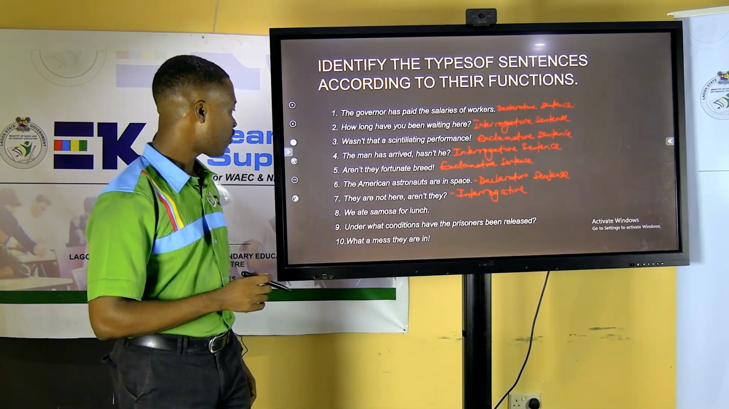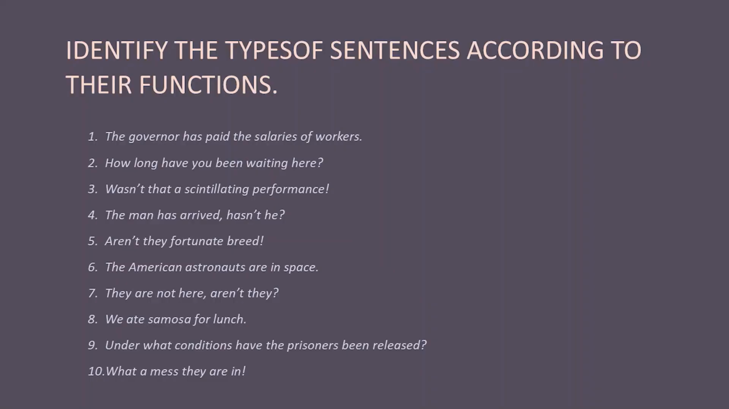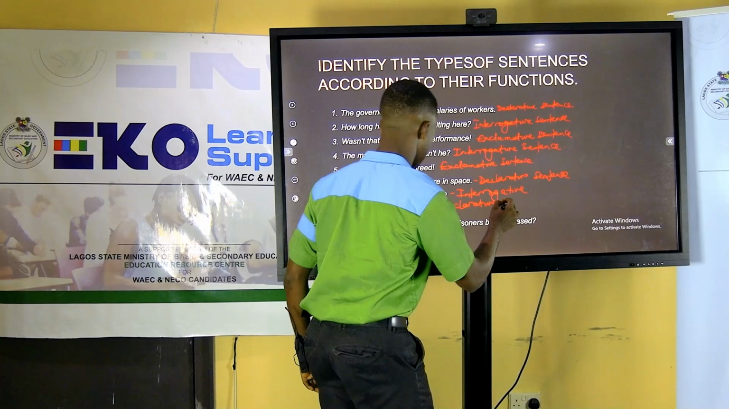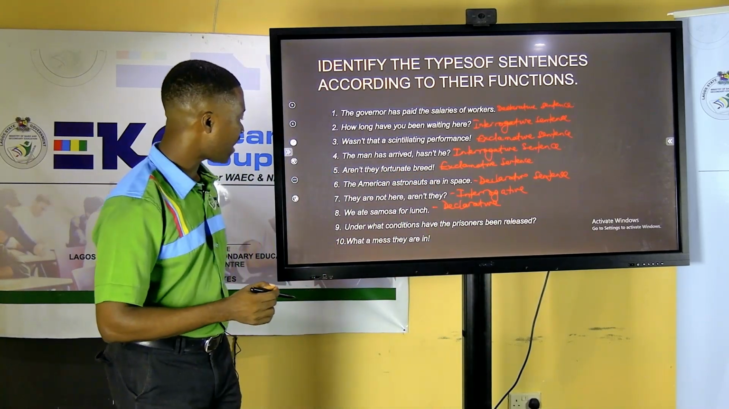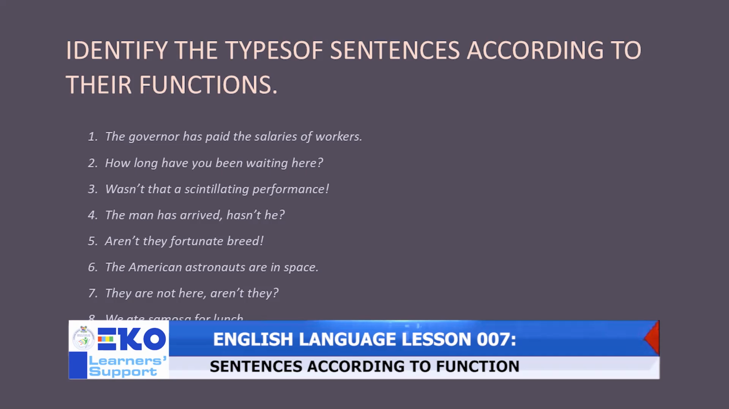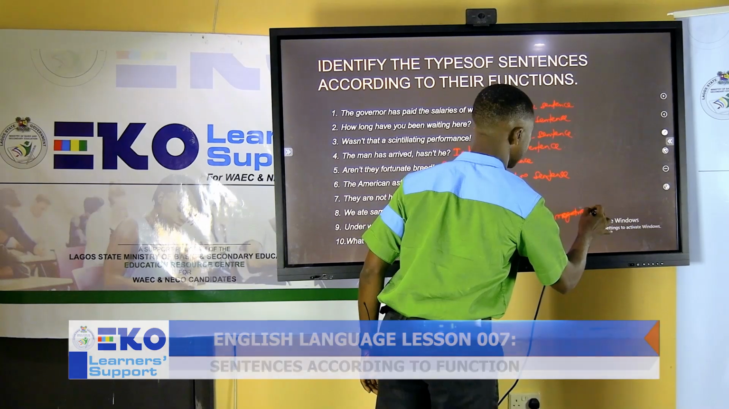The next one, question 8. We ate samosa for lunch. What type of sentence is that? It is declarative. You are declaring. Then the next one. Under what conditions have the prisoners been released? This is what? An interrogative sentence.